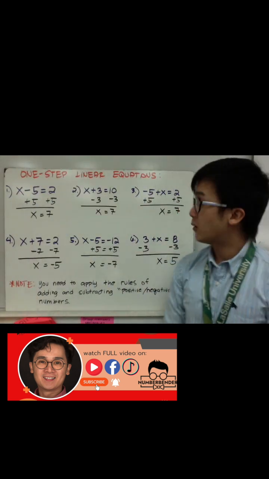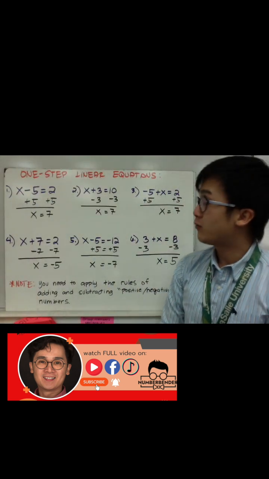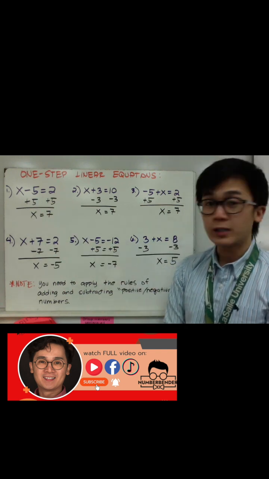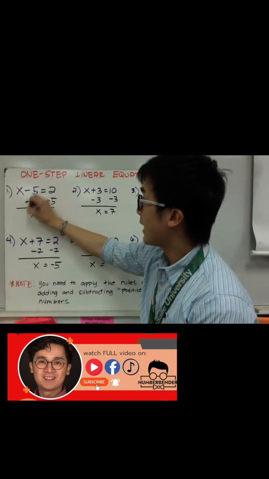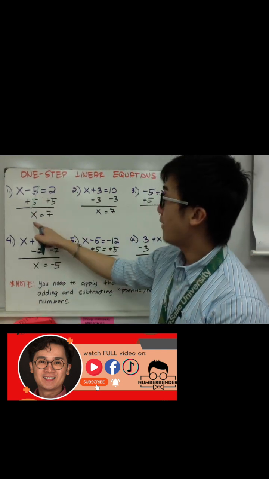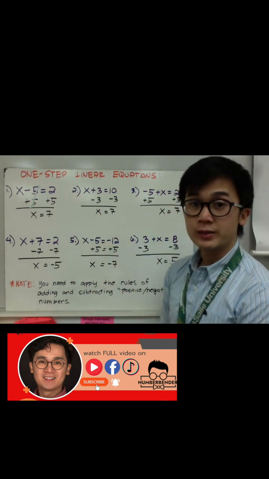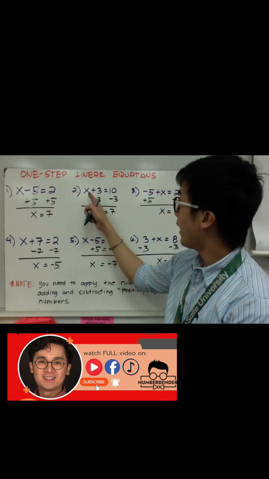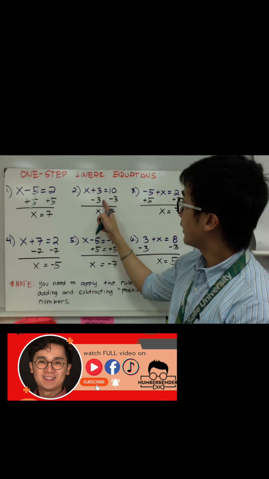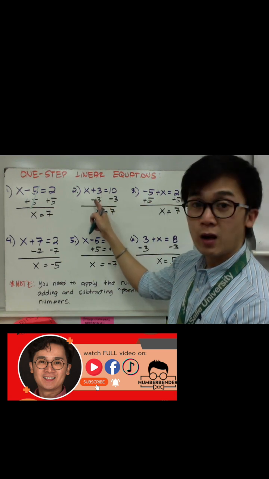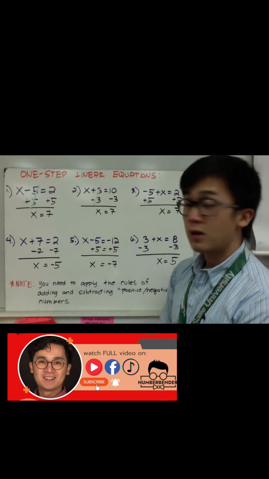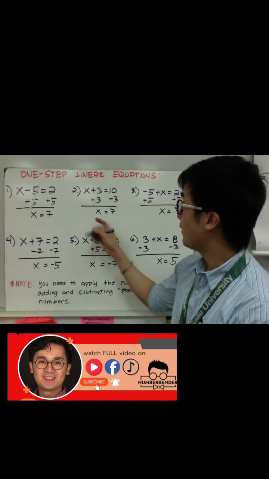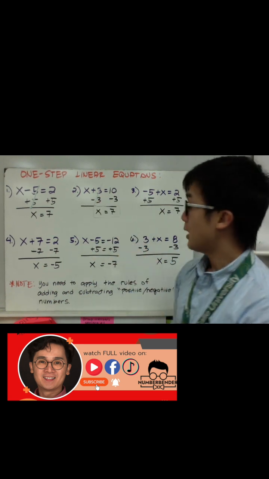Now let's use our new skill in solving for x for these examples. For number 1, x minus 5 is equal to 2. We need to have x by itself, so I added 5 on both sides. This cancels out, so I have x is equal to 2 plus 5, which is equal to 7. For number 2, x plus 3 is equal to 10. To get rid of 3, I need to subtract 3 on the left side and subtract 3 on the other side. So 3 minus 3 is 0, and I have x equal to 7.